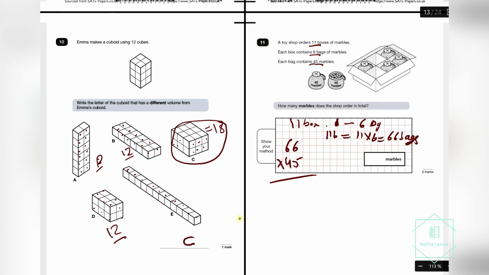So 5 6s are 30, 0, carry forward 3. 5 6s are 30 plus 3, 33. We place 0 here. Then 4 6s are 24, 4, and 2 carry forward. 4 6s are 24 plus 2, 26. Then 0, 4 plus 3 is 7, 6 plus 3 is 9, 2 plus 0 is 2. So the total number of marbles is 2970. Moving on to the next question.